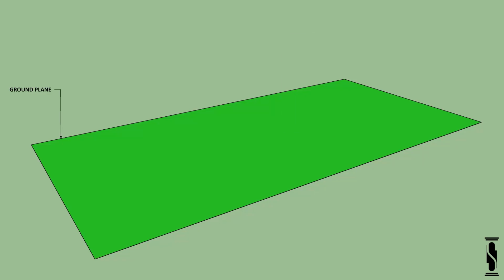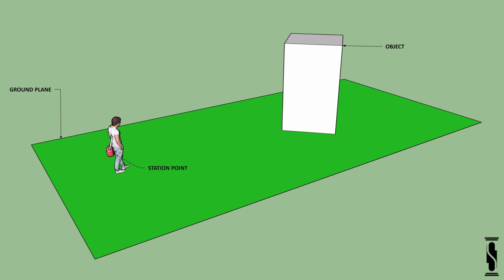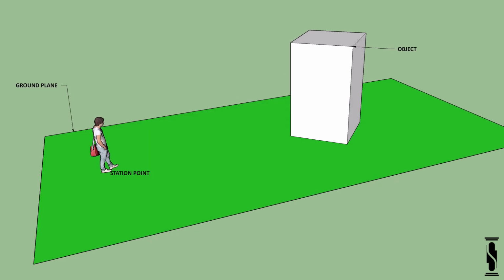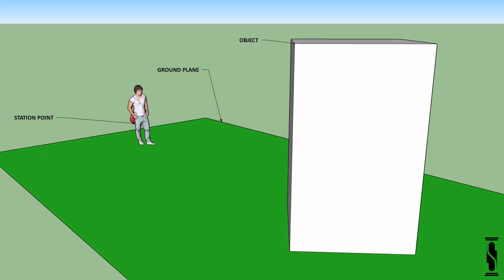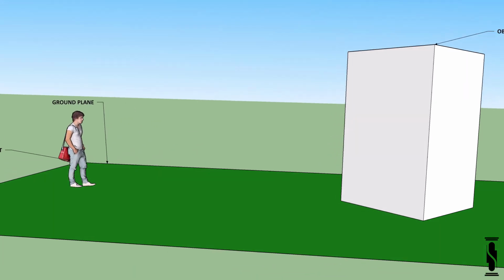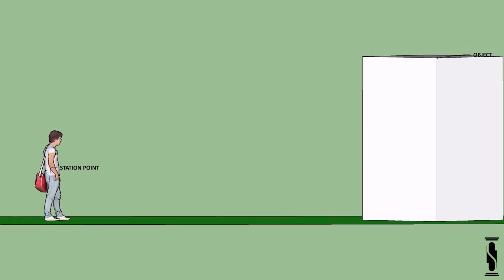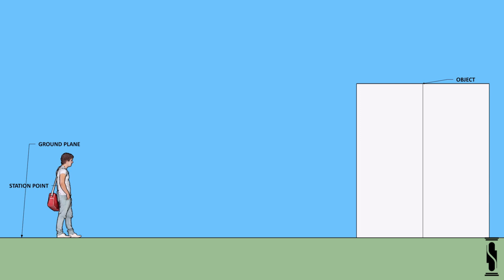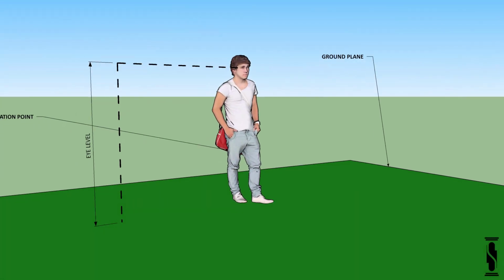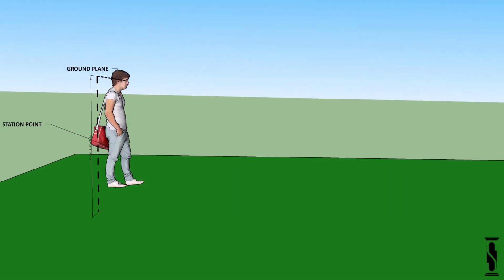So number one is ground plane. It is a horizontal plane on which the object is assumed to be situated. Next is the station point. It is a point where the eye of the observer is located while viewing the object. It is denoted by SP. Next is eye level. It is the height of the observer's eye from the ground plane, denoted by EL.